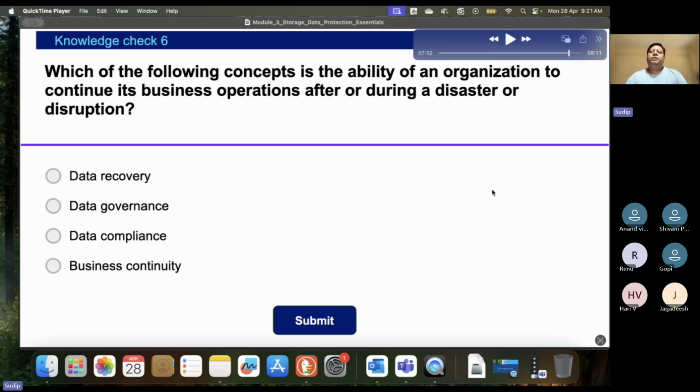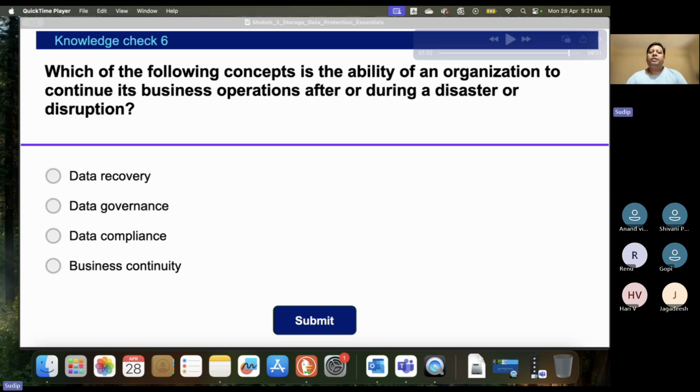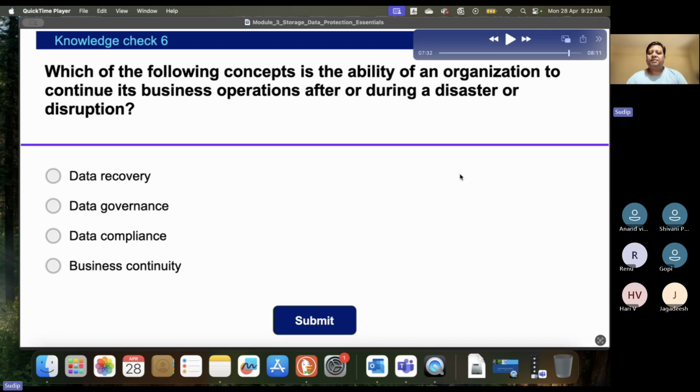Which of the following concepts is the ability of an organization to continue its business operations after or during a disaster or disruption? The options are data recovery, data governance, data compliance, or business continuity. Please post your answers in the chat box.